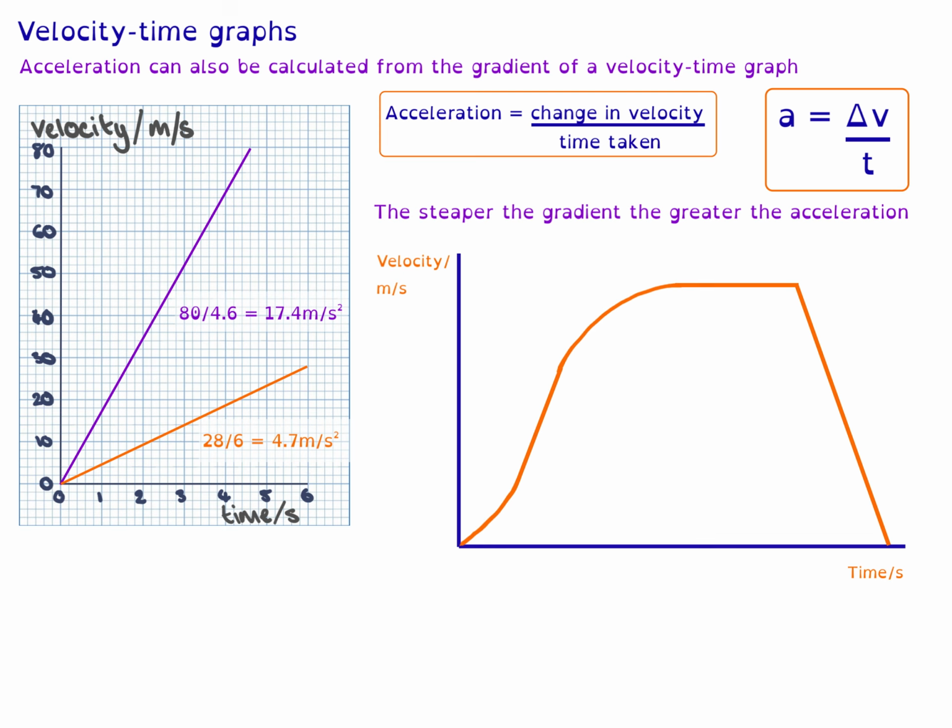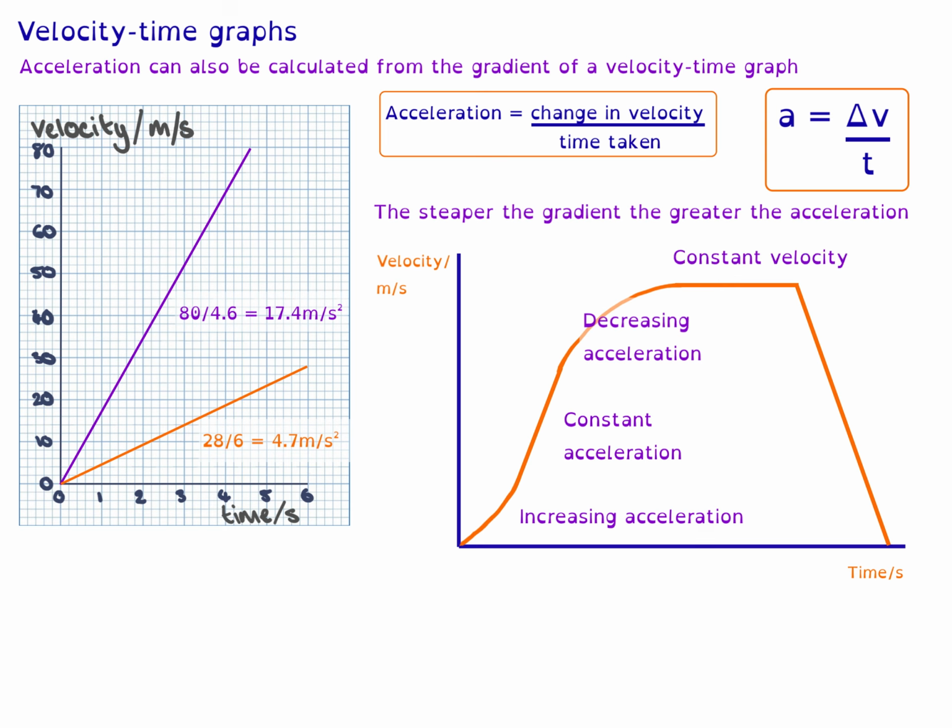At the start here, we have a curve that's increasing in its gradient, which shows us increasing acceleration. Then the line goes straight, and that shows constant acceleration. Then we have a decreasing gradient, so we've got decreasing acceleration. Then we have a horizontal line, which shows us constant velocity. And then we have a diagonal line going straight down, and this shows us constant deceleration.